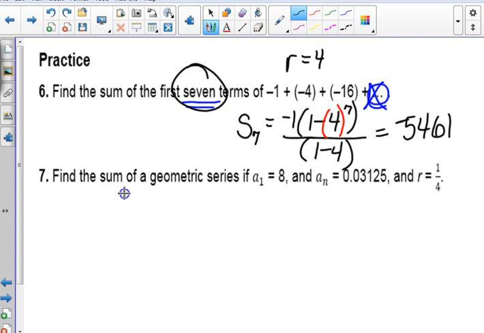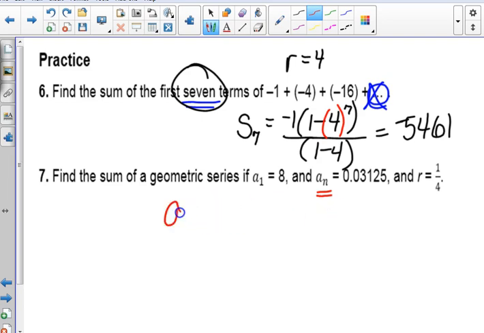The next one says find the sum of the geometric sequence. What do we not know this time? We don't know what n is. Can we do this without knowing what n is? We can? But it wants us to stop with this term. Okay. Yes, we got to find n.